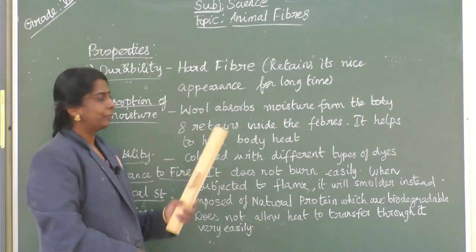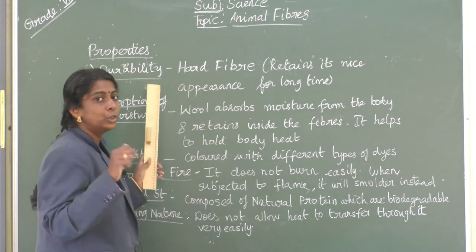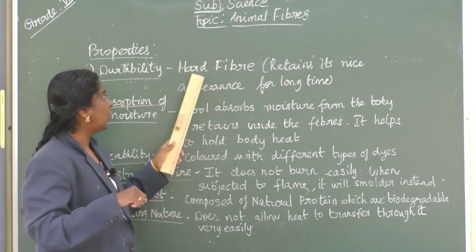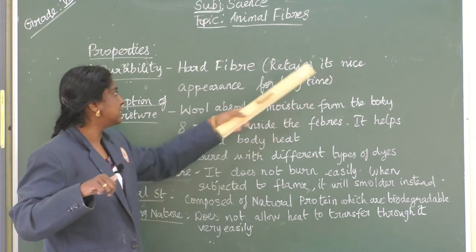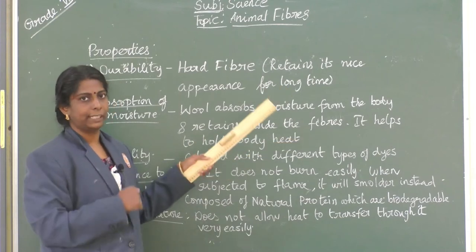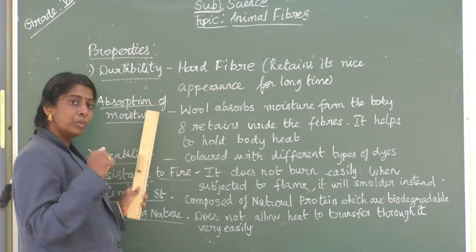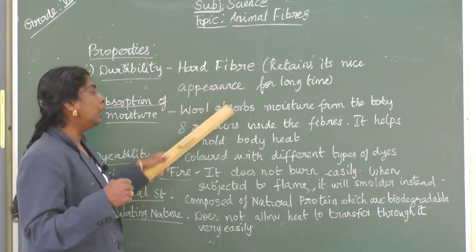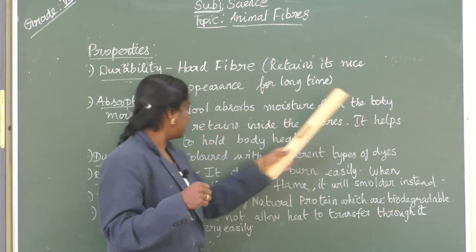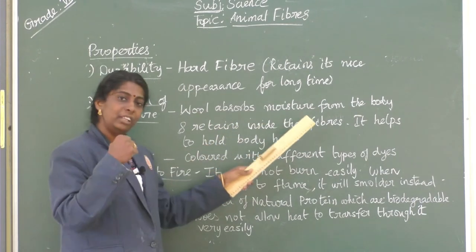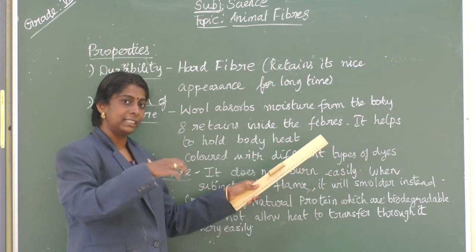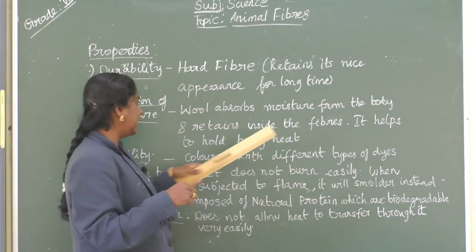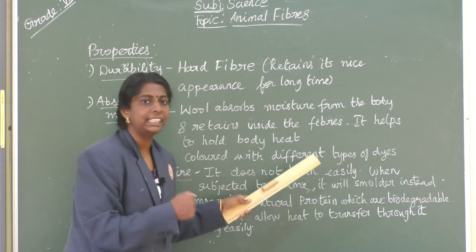Properties of wool. Okay. The first one is durability. It stands for a long time. Hard fiber retains its nice appearance for a long time. And then absorption of moisture. Wool absorbs moisture from the body and retains it inside the fibers. So moisture will be absorbed but it will be retained in the fibers. It helps to hold body heat.